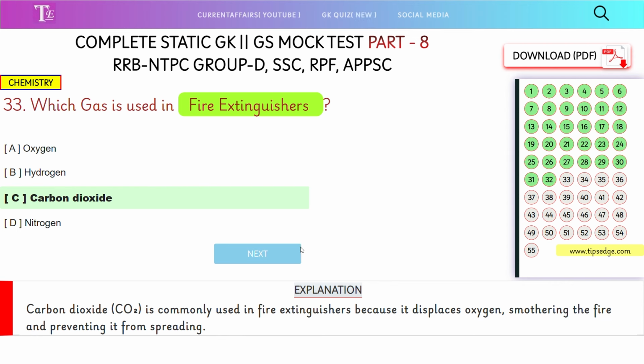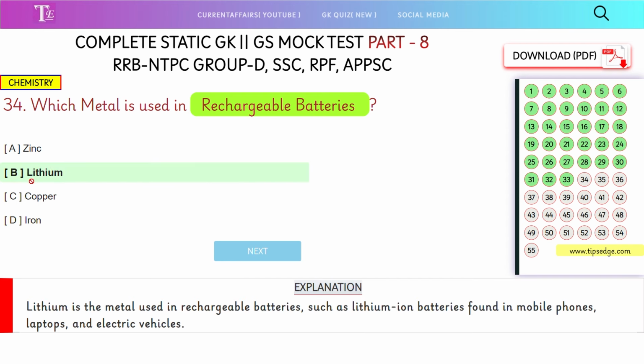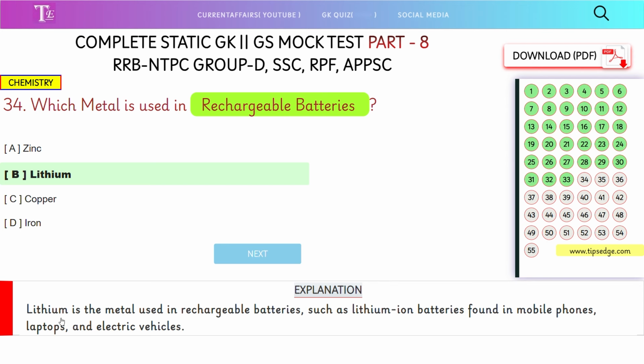Now moving to the 34th question. Which metal is used in rechargeable batteries? Answer: lithium. Lithium is the metal used in rechargeable batteries such as lithium-ion batteries found in mobile phones, laptops, and electric vehicles.